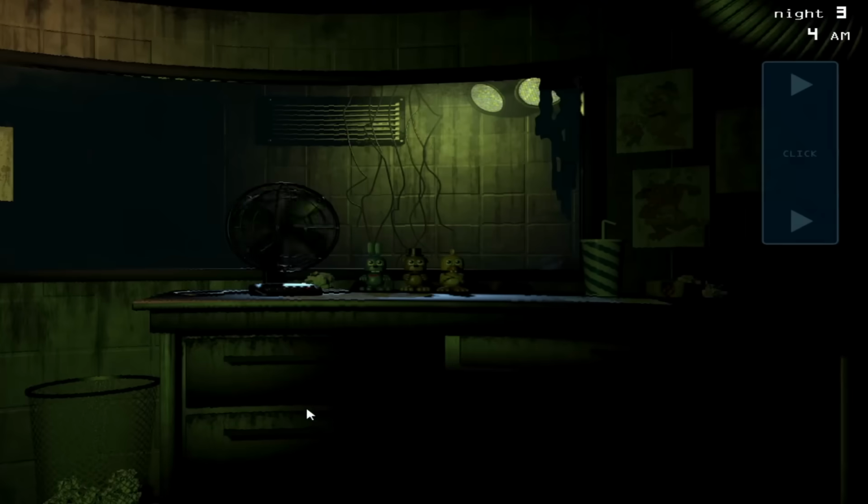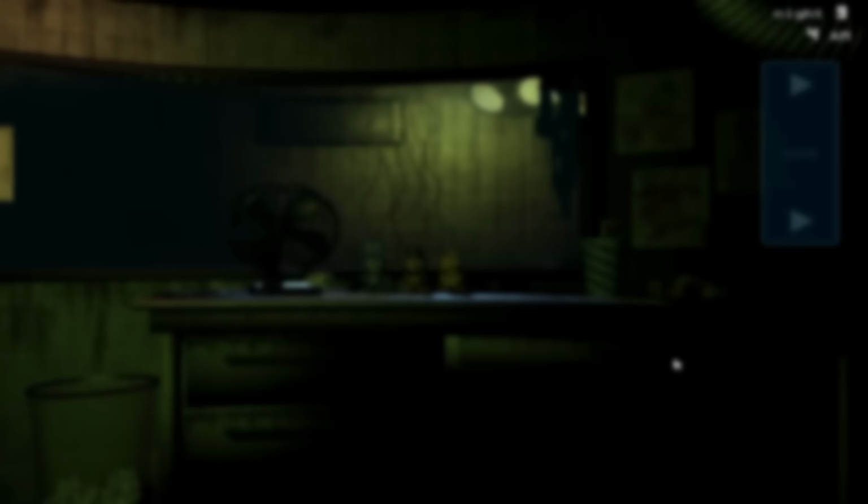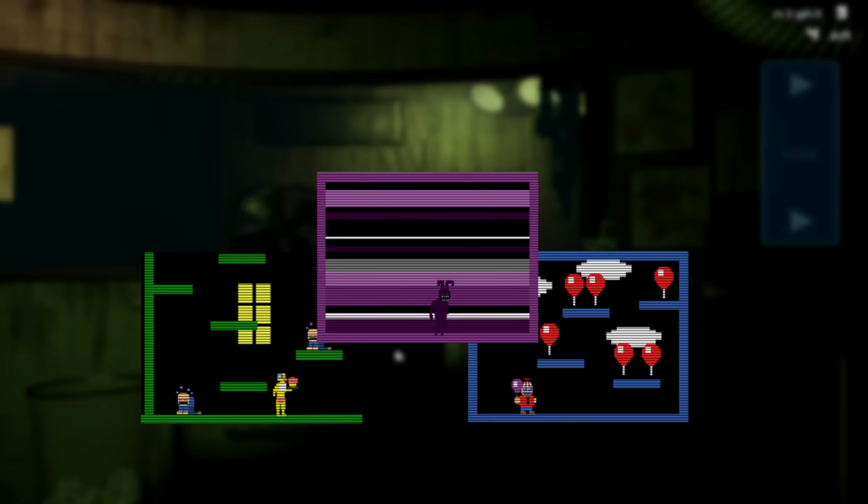Those are pretty much all the Easter eggs in FNAF 3, unless we missed something, which I doubt. There isn't much else to break down. While FNAF 3 also has many minigames, there's nothing interesting about them.